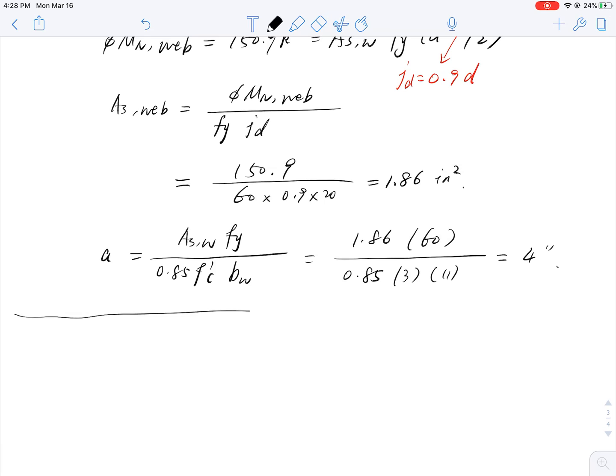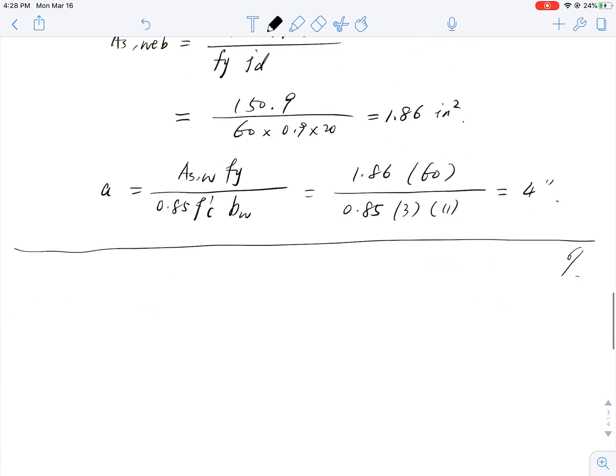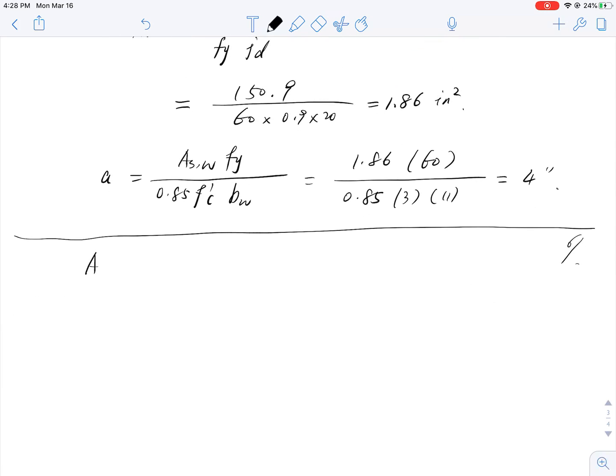So now the total required reinforcement A_s should equal A_s flange plus A_s web. Bringing the numbers in, 4.59 inch squared plus 1.86 inch squared, I have 6.45 inch squared.